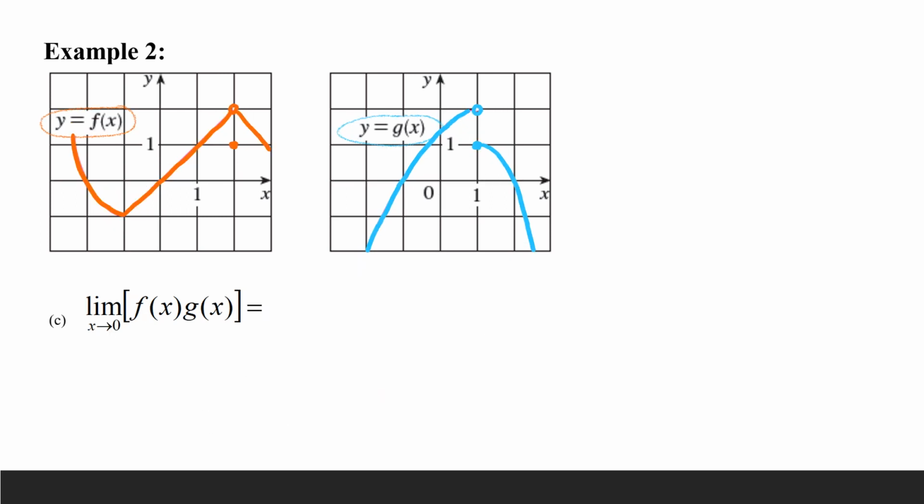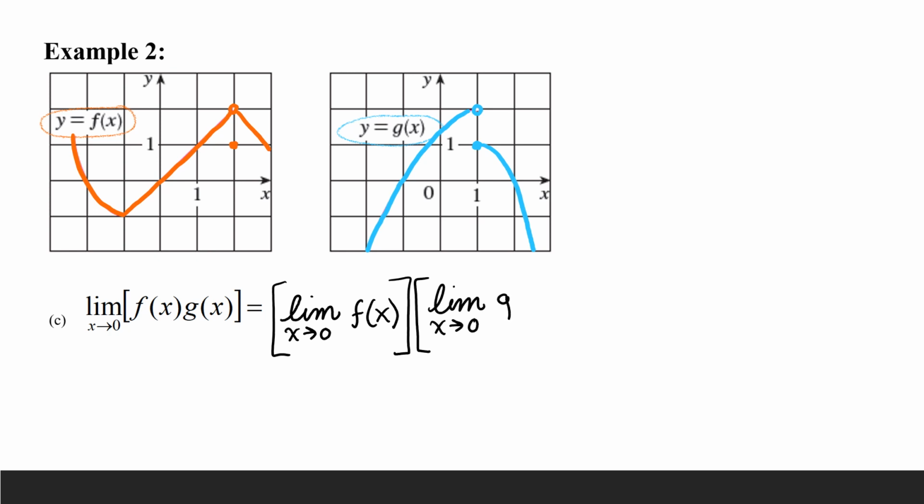Again, same functions for f of x and g of x, but now we have a different limit. We want to evaluate the limit as x approaches 0 of the quantity f of x times g of x. So let's use our limit laws to rewrite this as an easier product, where first we'll find the limit of each function. So we have the limit as x approaches 0 of f of x times the limit as x approaches 0 of g of x. And now that we've rewritten this with our limit laws, we can evaluate our limits.